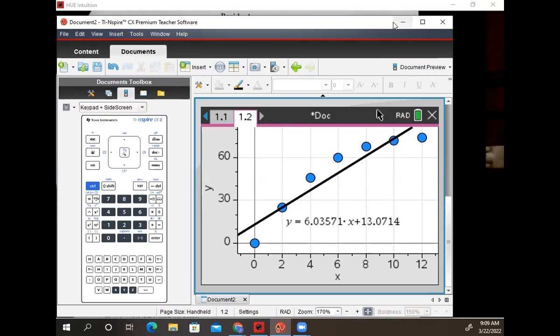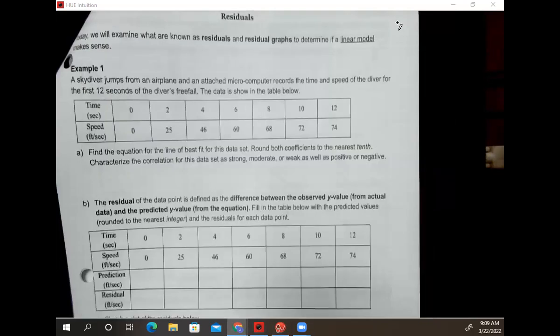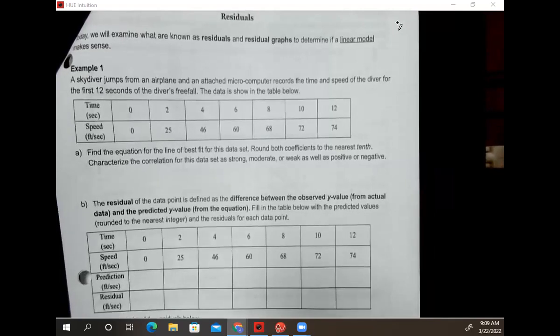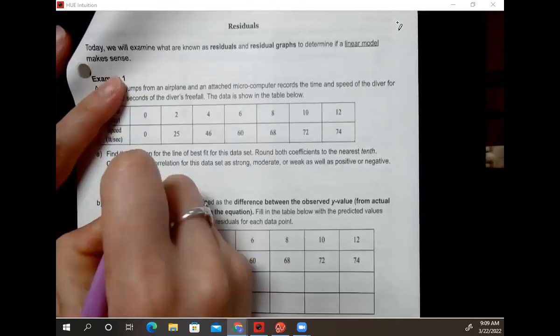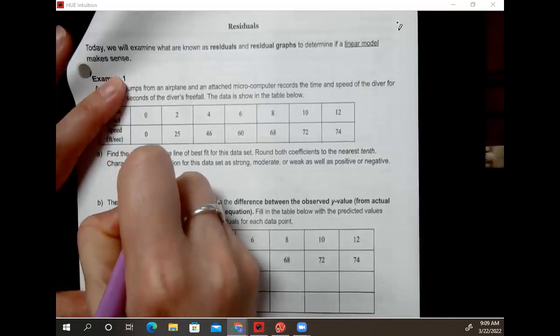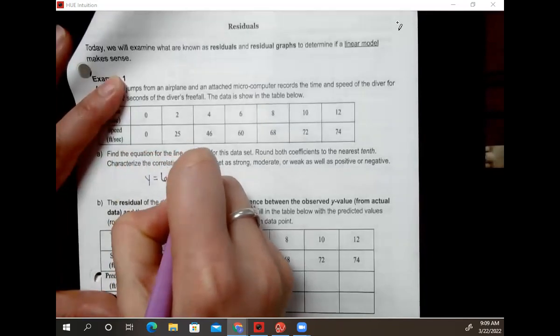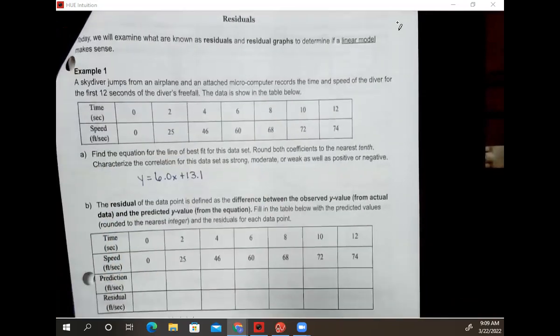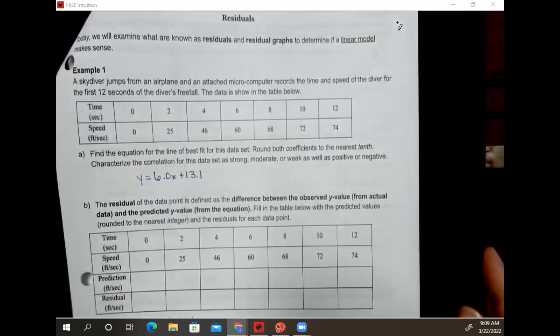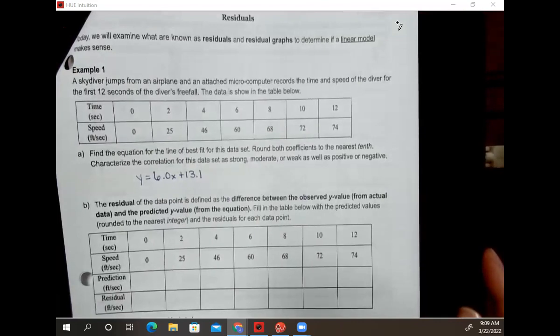Okay, so I will go ahead and put my calculator away for just a second so I can jot that down in my notes. Write down my equation here. Y equals 6.0x plus 13.1. And then it also asks me to characterize the correlations of this data as strong, moderate, or weak, as well as positive or negative.